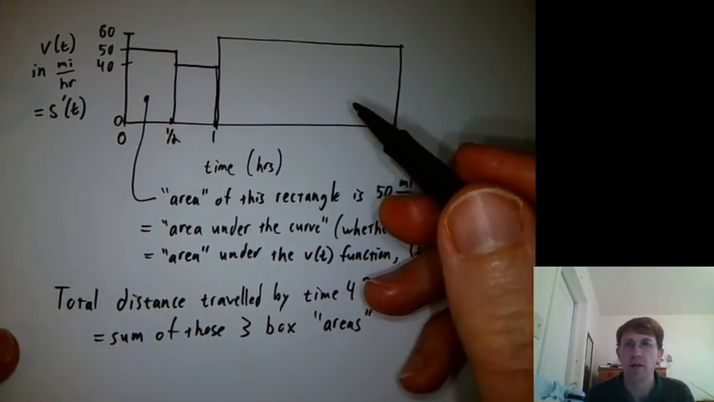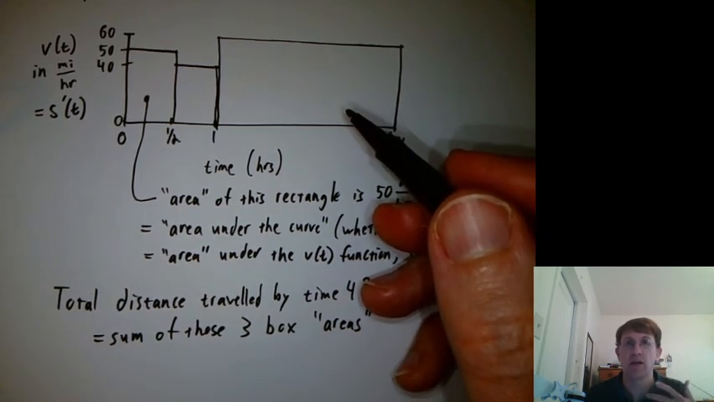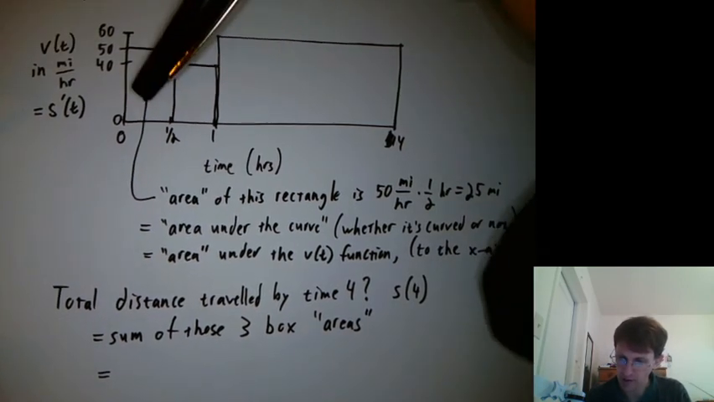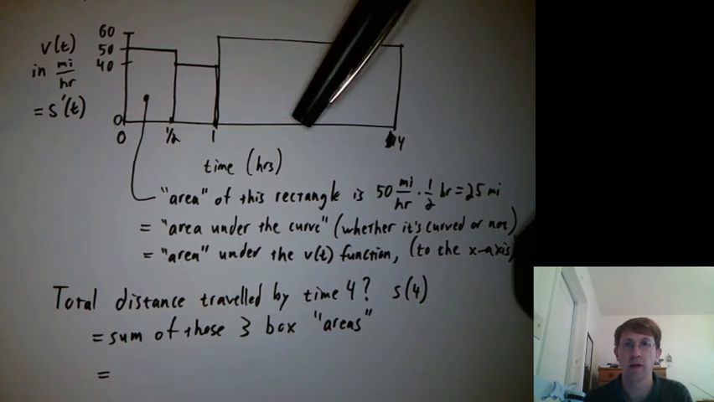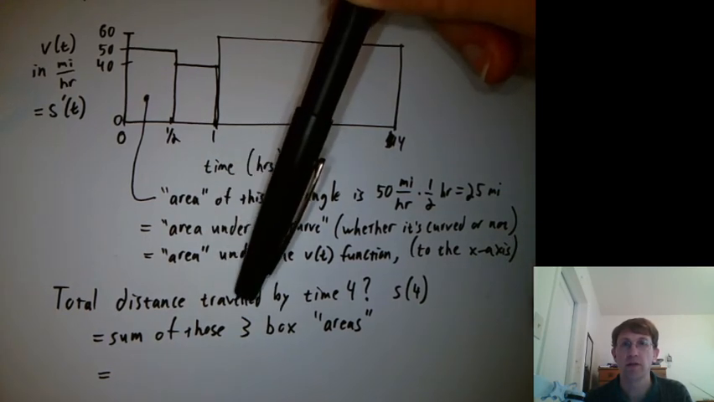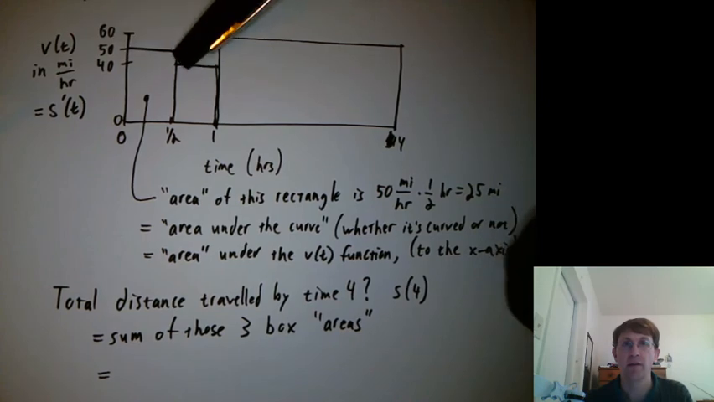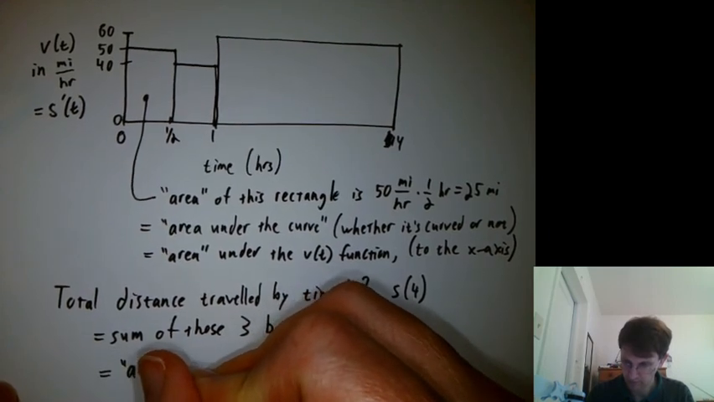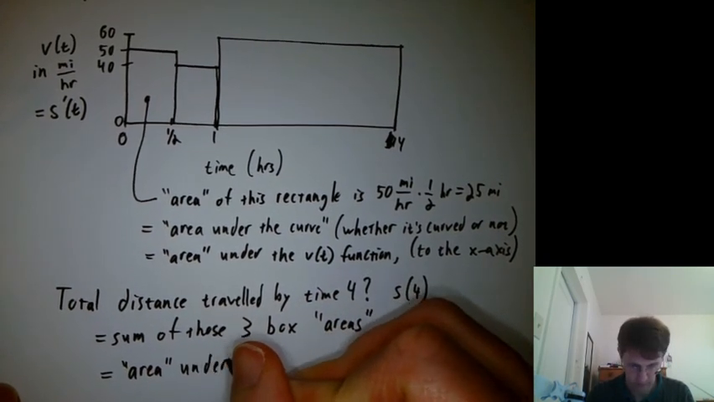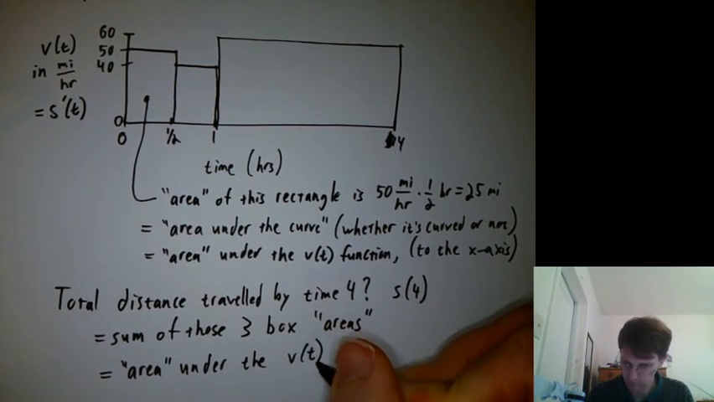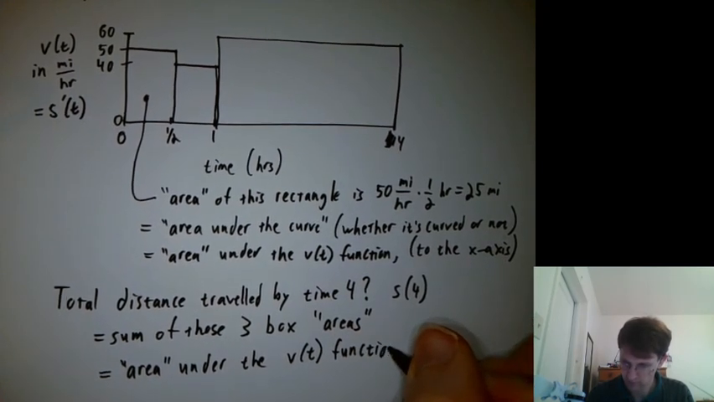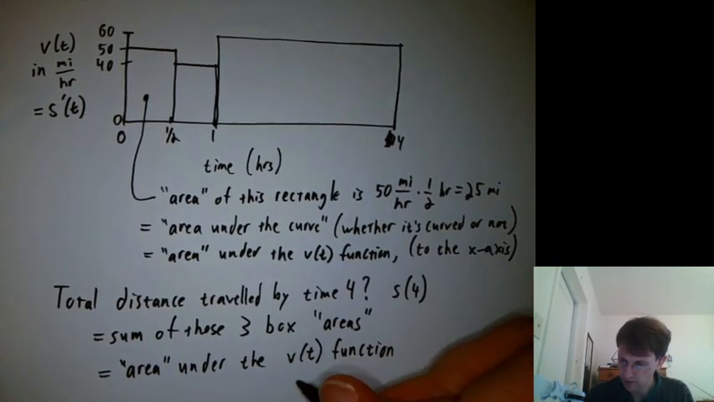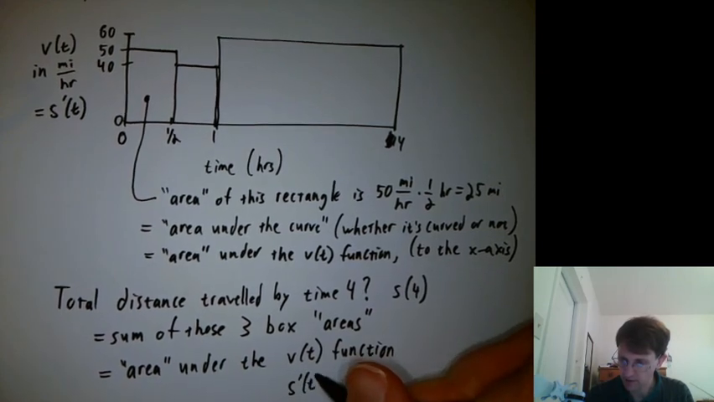When I say box here, I don't mean a cardboard box that's 3-dimensional. I mean a rectangle in 2 dimensions. So the sum of those 3 box areas was 225, and that's how far we had gone by time 4. But we can also see the sum of those 3 box areas as the area under the v of t function or curve. And because v of t is also called s prime of t, we could just say it's the area under the s prime of t function.